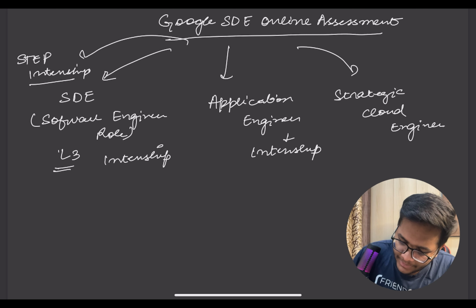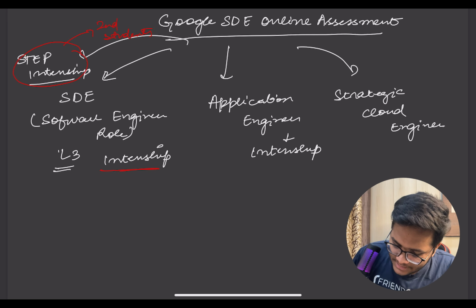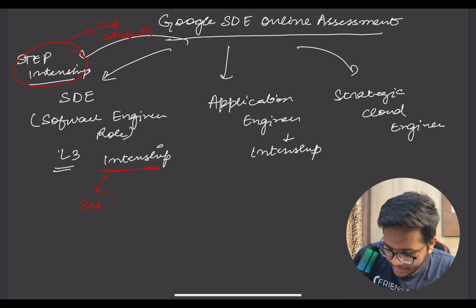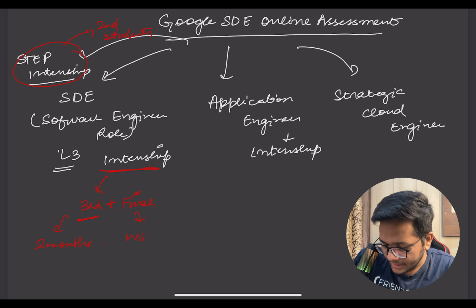The STEP internship is basically for second year students. The SWE internship is for third year and final year people. For third year people, it would be a 2 months internship in the summer, and for final year students, it would be a winter internship.